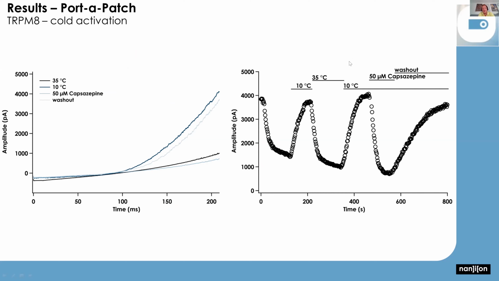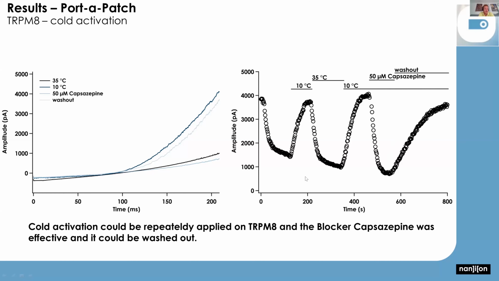And when I heated up the experiment, the current got inactivated and it could be repeated again. When I applied 50 micromolar capsazepine, the current was blocked and we were able to wash it out. So we can say that cold activation could be repeatedly applied here, and the capsazepine was effectively inhibiting it. That was a very nice and exciting experiment.